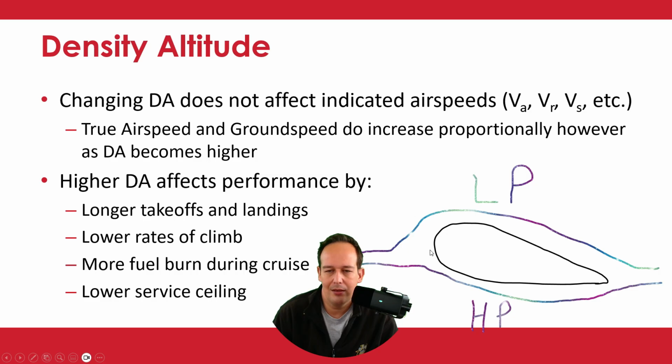But the idea basically is that as air flows over and under, those particles that separate at the leading edge of the airfoil meet at the trailing edge at the same time. And so, because the air on top of the airfoil is going faster, it's going to have a higher velocity and therefore a lower pressure.